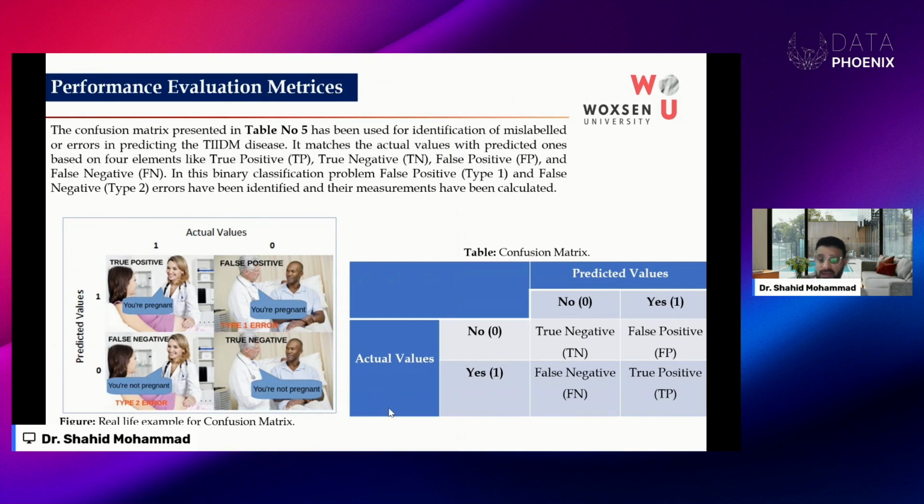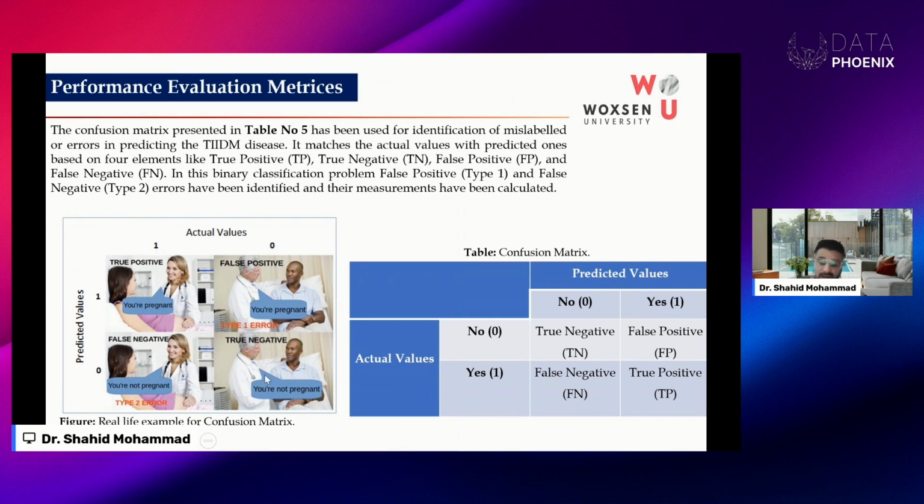Here we are trying to map the actual values with the predicted values. If we talk about the first quadrant, we have true positive, one on both sides: predicted value one and actual value one. It means the patient was pregnant and our model predicted pregnant. It's a correct classification. Similarly, for true negative, the actual value was zero and the model predicted it as zero.